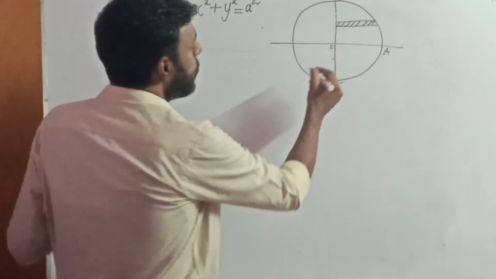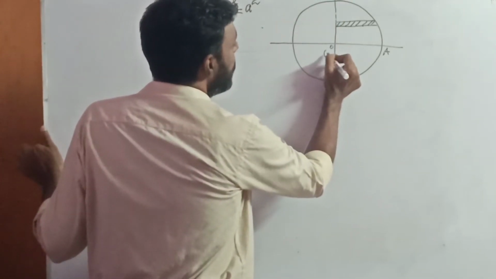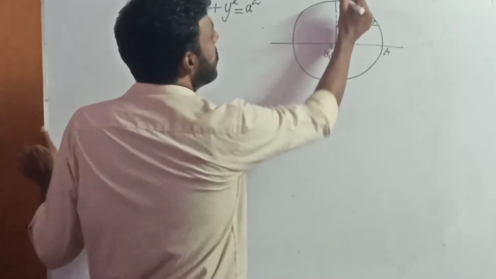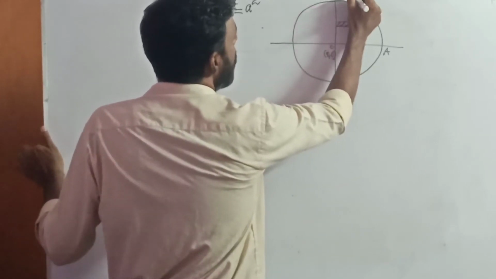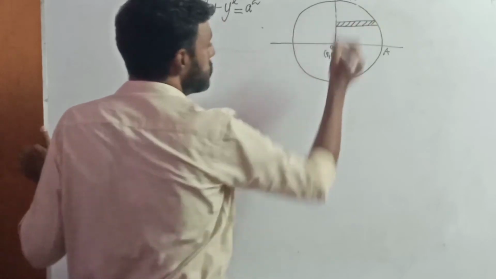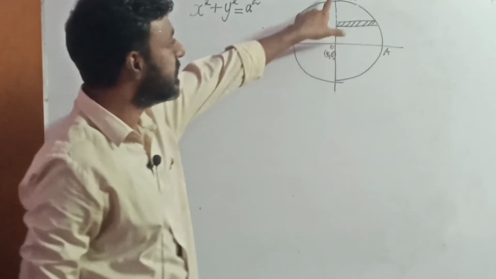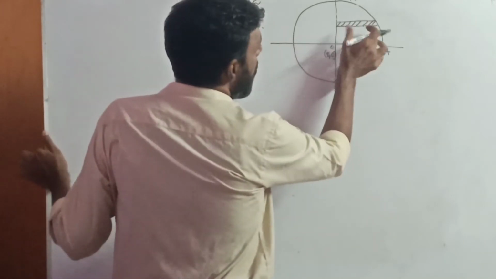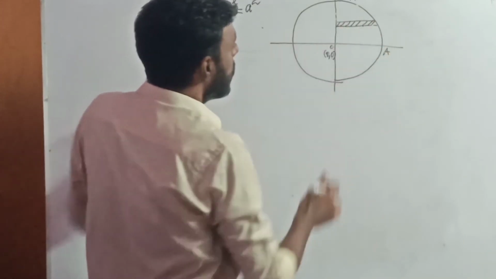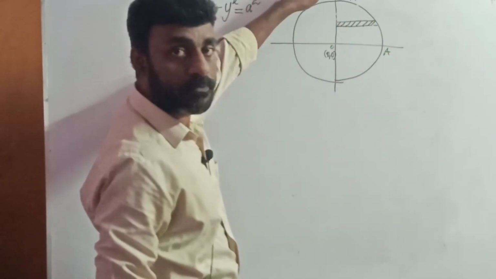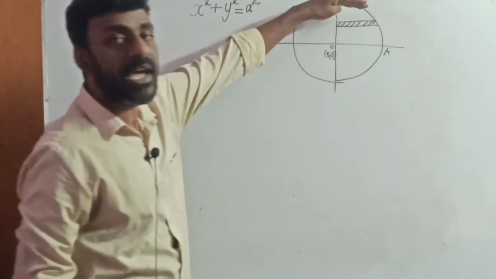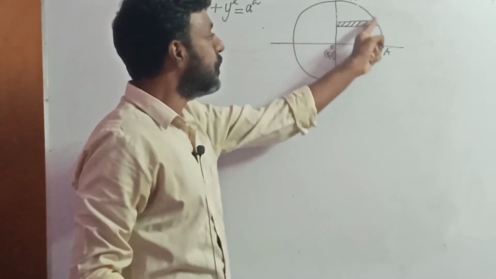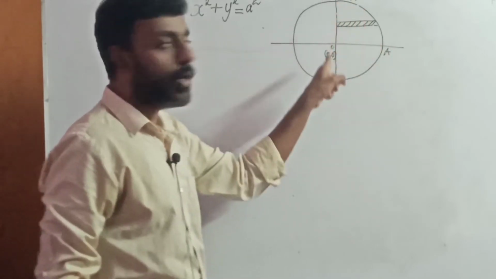So this point will be 0 comma 0 and this b coordinate will be 0 comma a, right? So this horizontal strip can move from 0 to b. If it moves from 0 to b, I'll be able to find the area of this region, that is OABO.